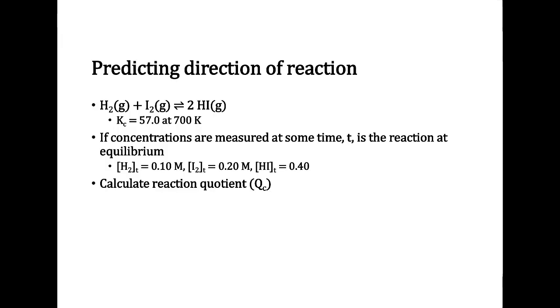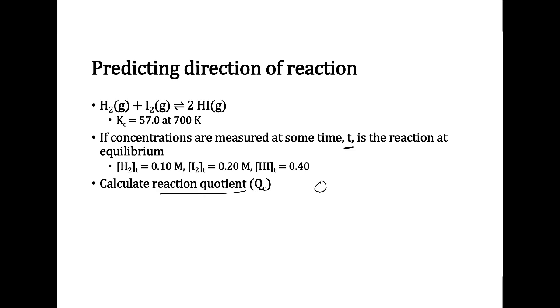So the next thing that we want to do is be able to predict the direction that a reaction will go from a given point in time. So far, whenever we've been looking at a Kc value, the equilibrium constant, we're always given concentrations whenever the reaction is at equilibrium. Well, now we're going to look at concentrations whenever it's just measured at some time t. So we don't know whether it's at equilibrium or not. But whenever we write this relationship between the concentrations, we call this a reaction quotient. And so this would be Q sub C.